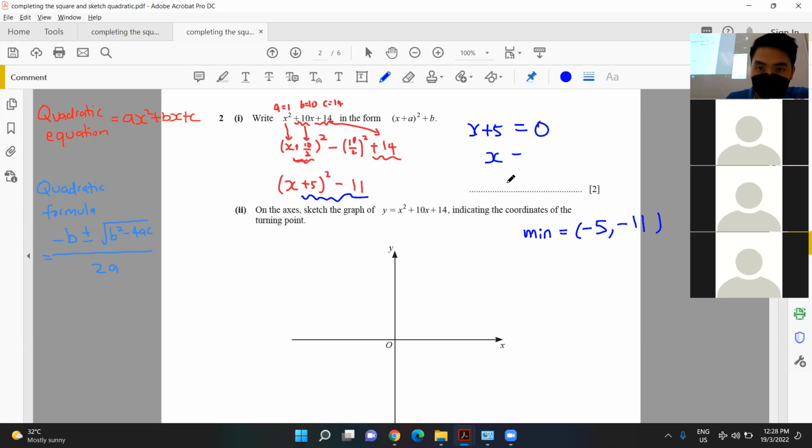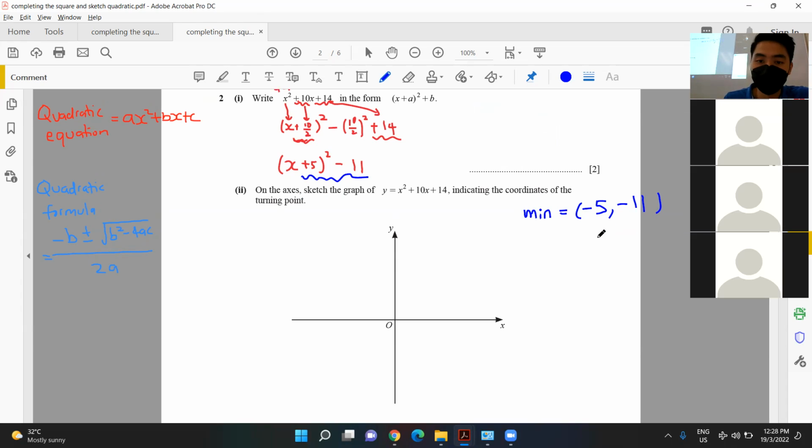Okay? So now, since we know the minimum point already, we sketch the point where it is first. It's going to be -5 and -11. Let's just say it's somewhere here, -5 and -11 here. This has got to be the minimum point. So if we draw the graph, it's going to look maybe like this, or even maybe like this.